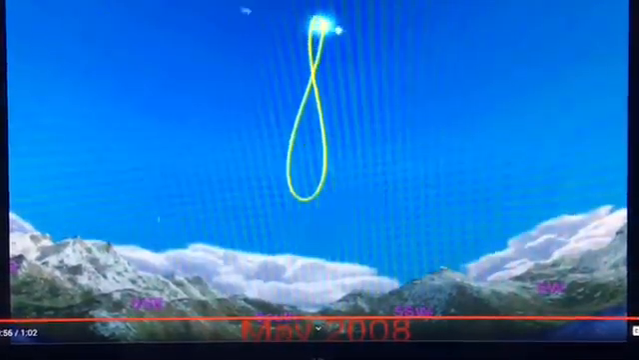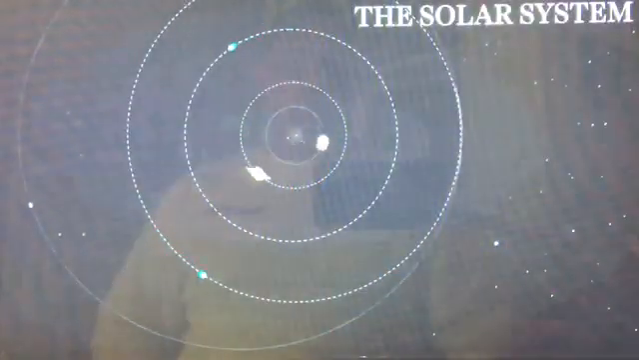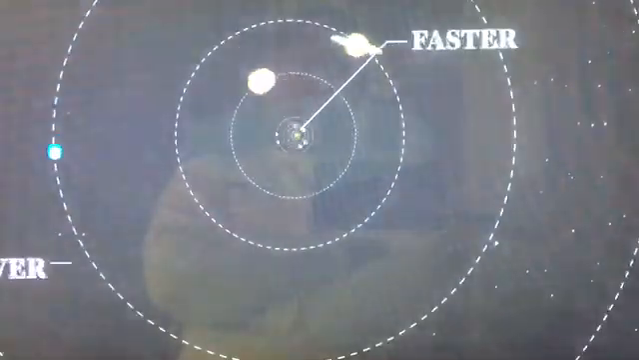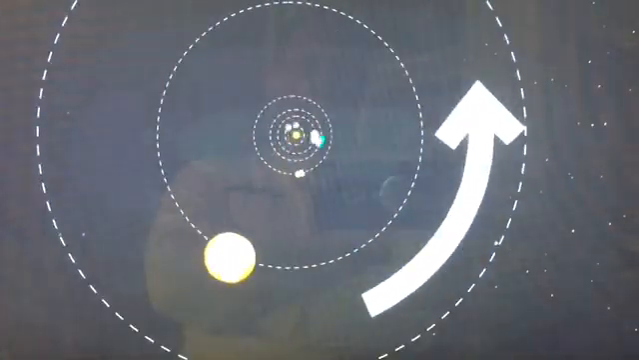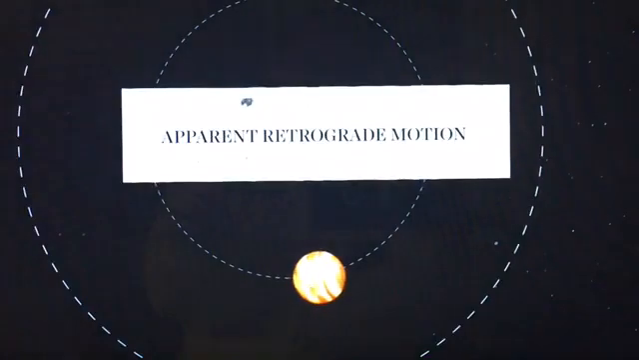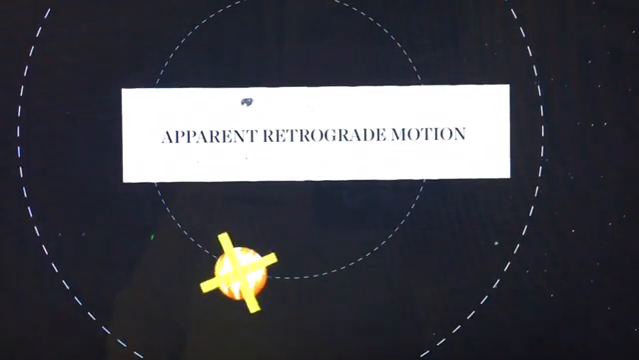Golden, Colorado. Layout of the solar system. The planets closest to the sun move faster and the outer planets move slower, but they all go in the same direction. Apparent retrograde motion is when the planets appear to temporarily change the direction of their orbit. They don't change direction, it just looks that way from Earth. It's an illusion that unfolds over a matter of weeks or months.